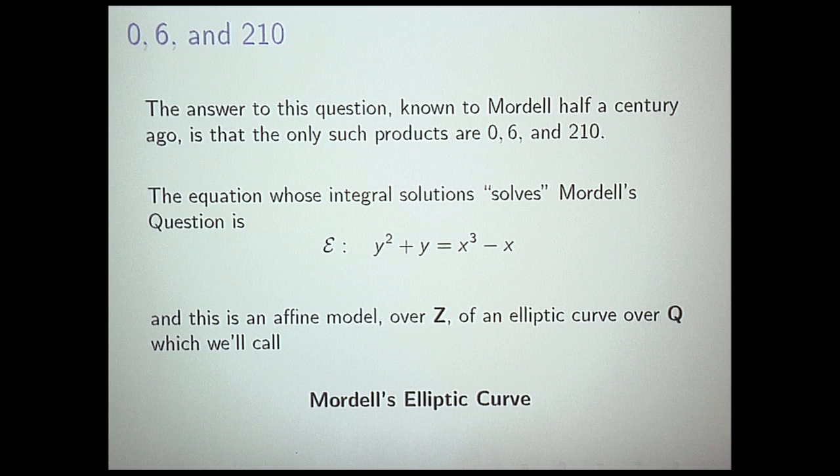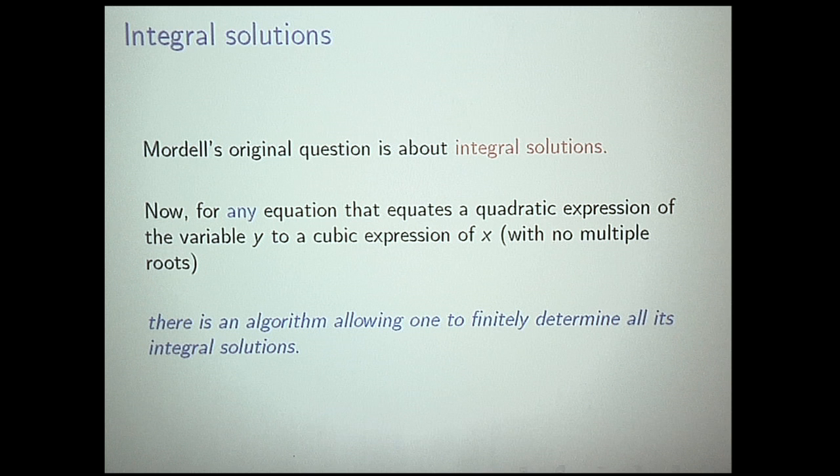And of course, the equation is y squared plus y, that's the product of 2 consecutive ones, equals x cubed minus x, that's the product of 3 consecutive ones. And that gives us a nice affine model of an elliptic curve over Q. It's an affine model over Z. Let me call that Mordell's elliptic curve if I have to refer to it. Nice one. We know all of its integral solutions. And Mordell's original question is about its integral solutions.